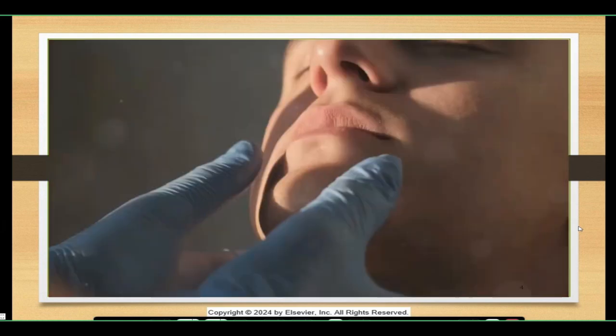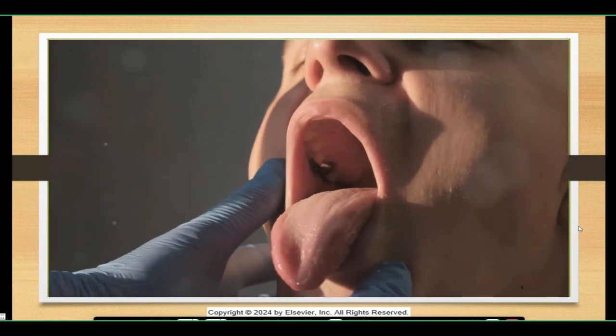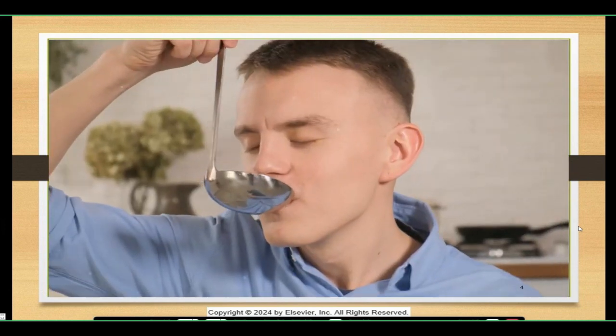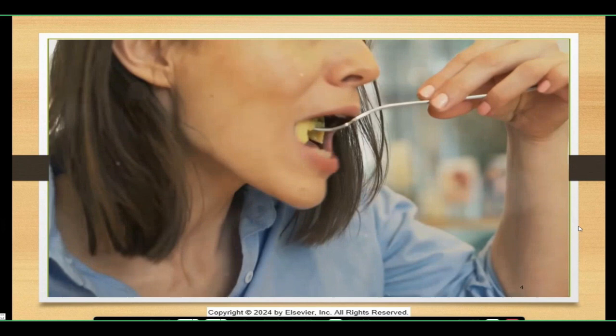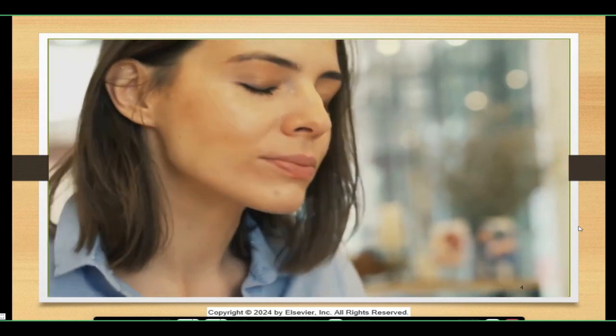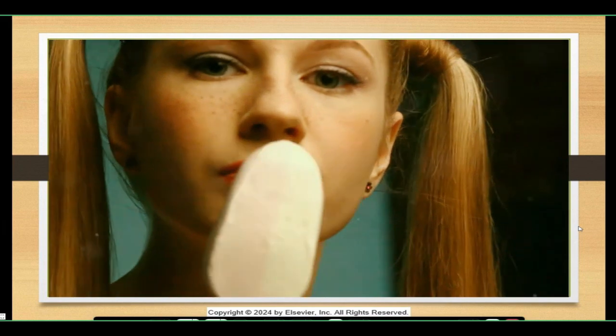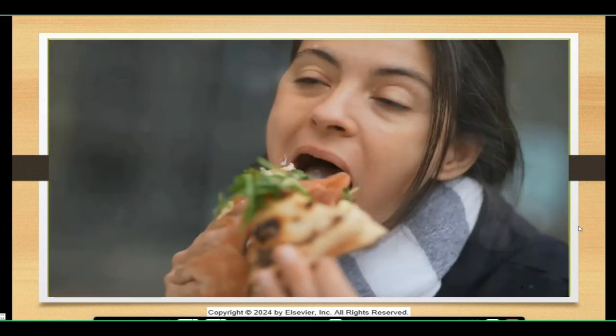Now, let's talk taste. Your tongue is covered in taste buds, tiny structures that detect sweet, salty, sour, bitter, and umami flavors. When you eat, molecules from your food bind to receptors on your taste buds. These receptors send signals through gustatory nerves to your brain. That's how you enjoy the flavors of your favorite foods.